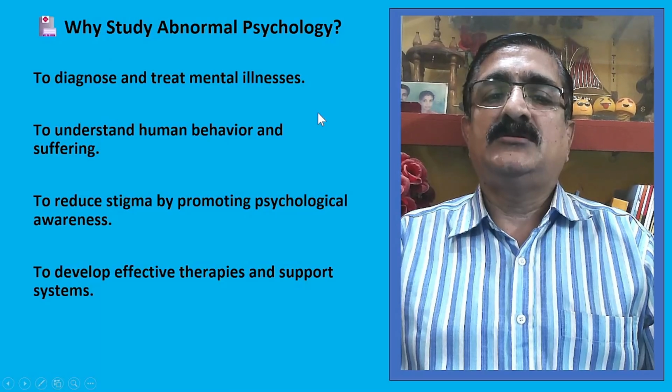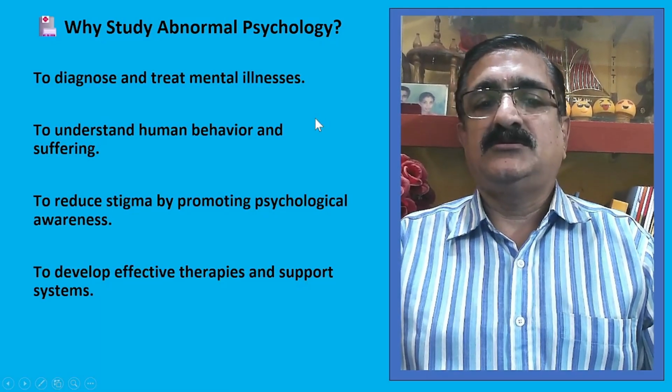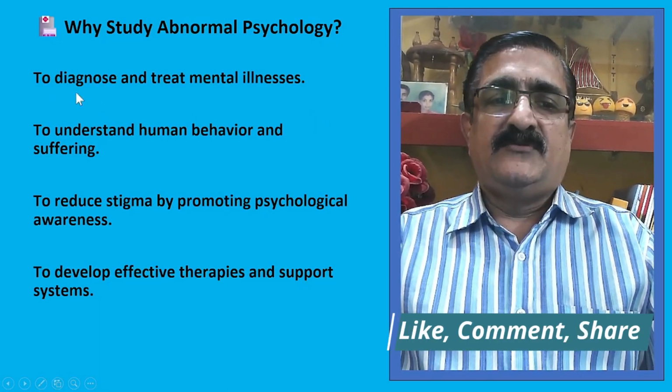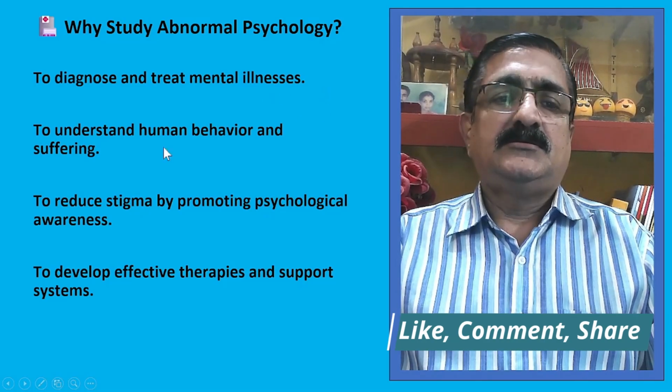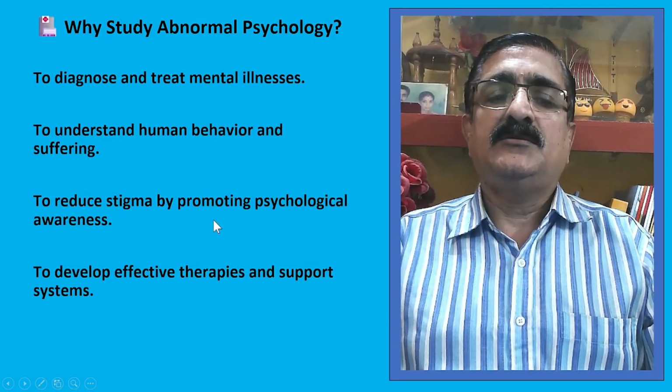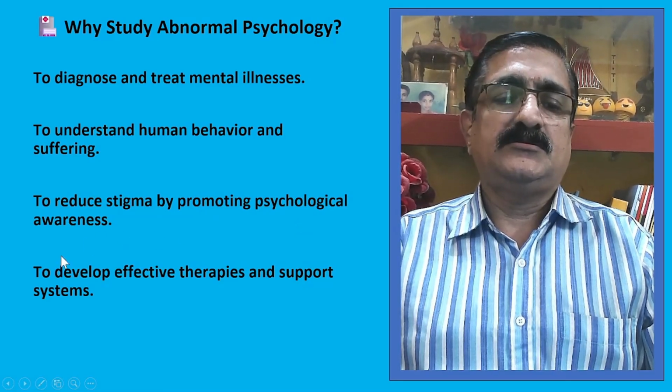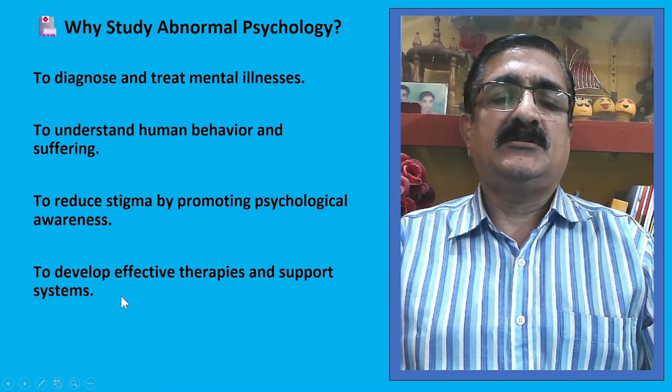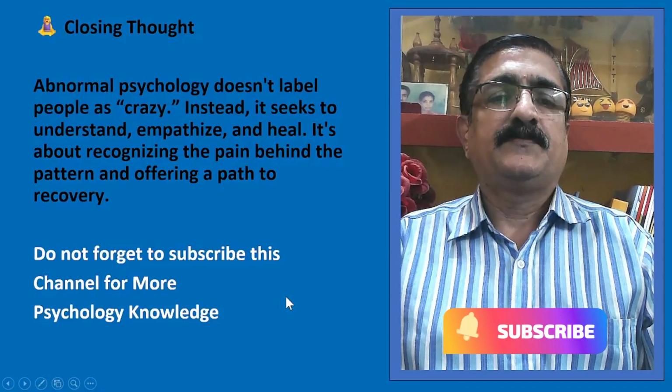Why do people study abnormal psychology? Number one is to diagnose and treat mental illness. Number two, to understand human behavior and suffering. Number three, to reduce stigma by promoting psychological awareness. And number four, to develop effective therapies and support systems.